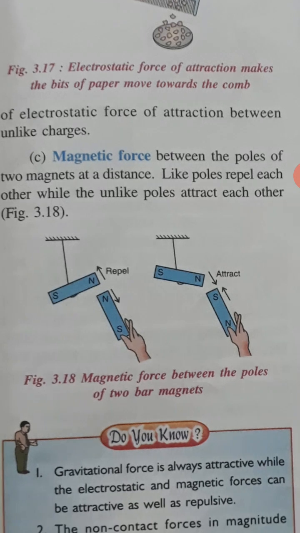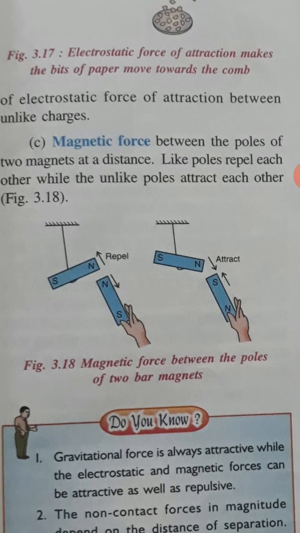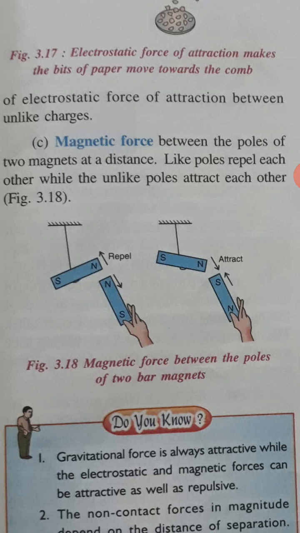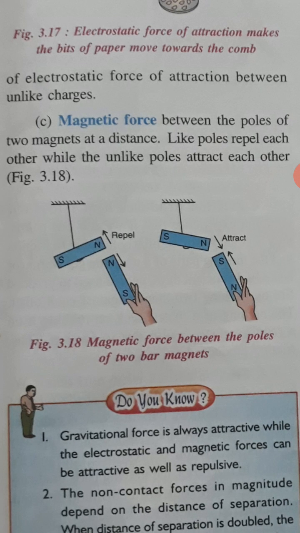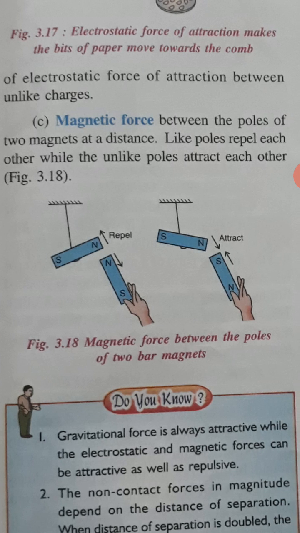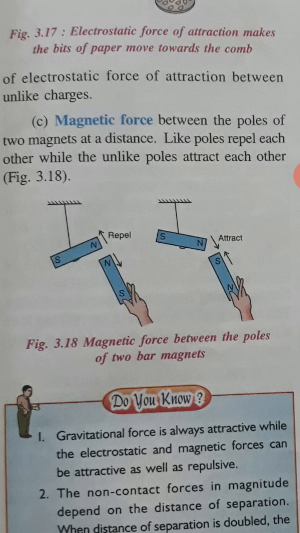Then you have magnetic forces. You have seen magnets, isn't it? How magnets attract each other. So magnetic forces exist between a magnet and another magnetic substance or two magnets. You see, a magnet attracts small pieces of steel pins towards it, isn't it? So a magnet will attract another magnet also. So this is also a force which acts from a distance.